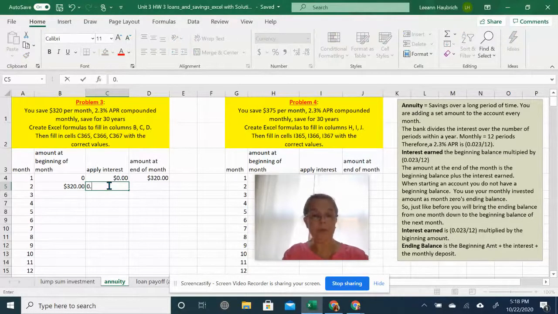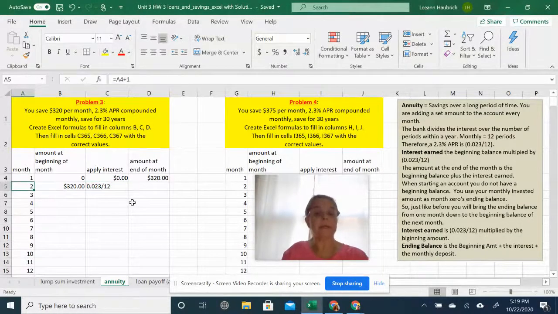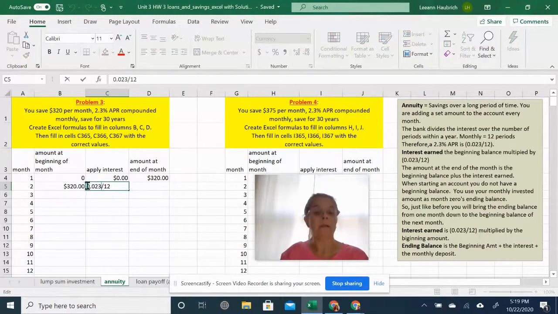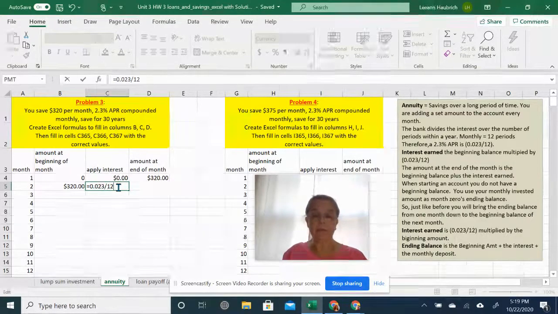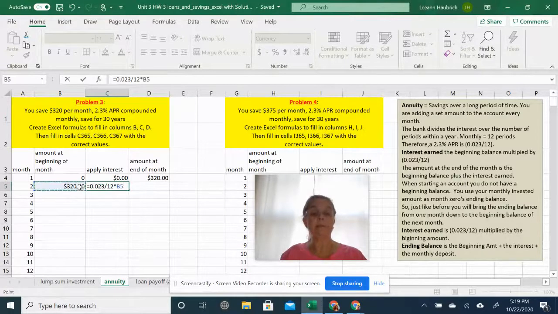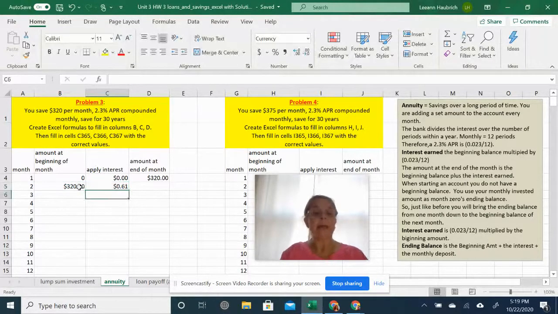So 0.023 divided by 12. And for whatever reason, I keep leaving the equal sign off today. Probably because this is the second time I'm trying to do this. Equals 0.023 divided by 12 multiplied by the amount at the beginning of the month. Now, we only earned 61 cents.